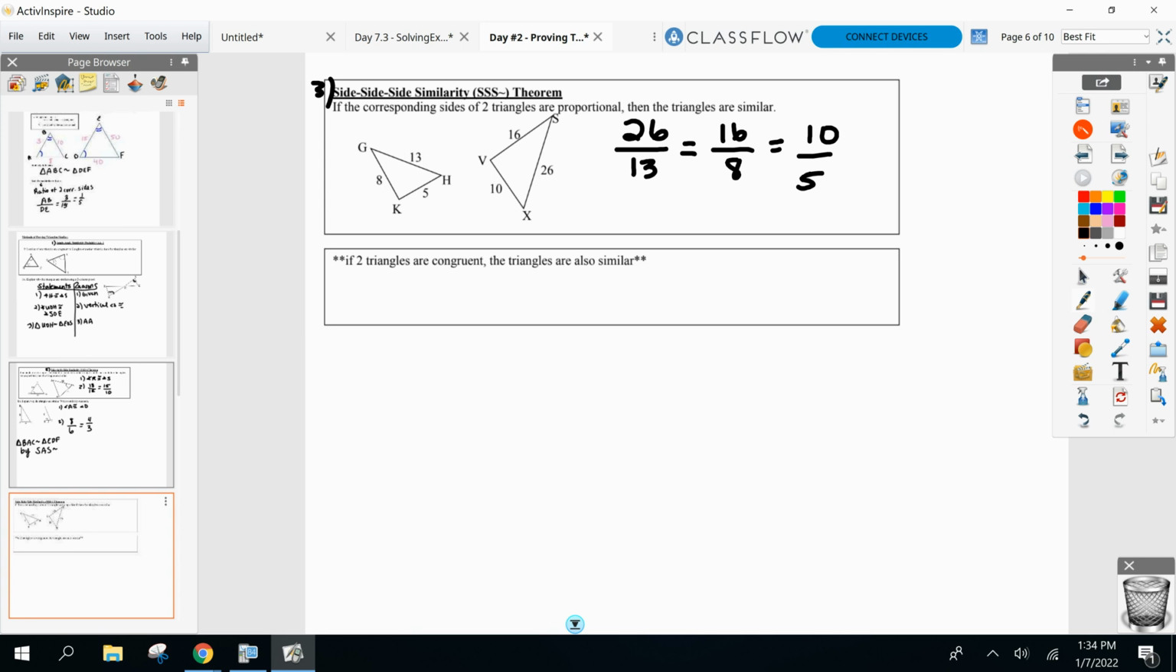Got to have all 3 for side, side, side. 2 out of 3 won't cut it with me. Are they all in the same ratio? Yep, 2 to 1, 2 to 1, 2 to 1. Yep. So that checks out. So that's why it's by side, side, side.